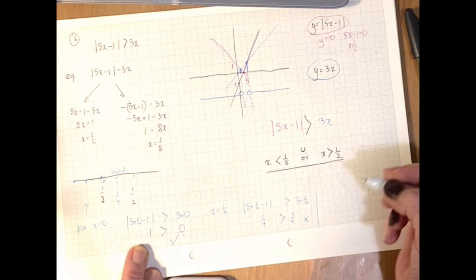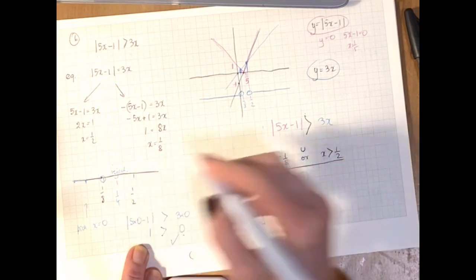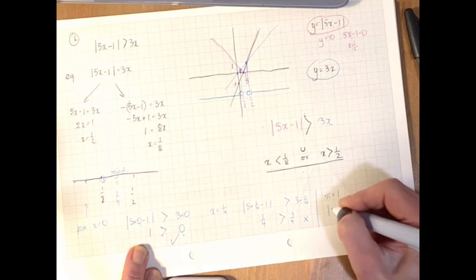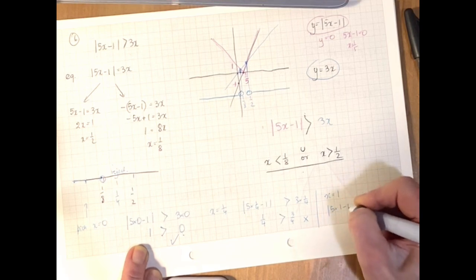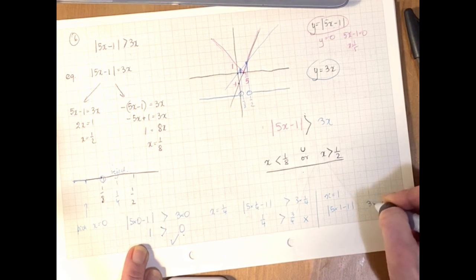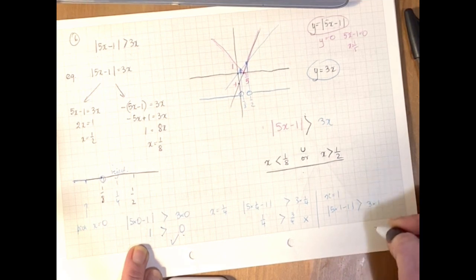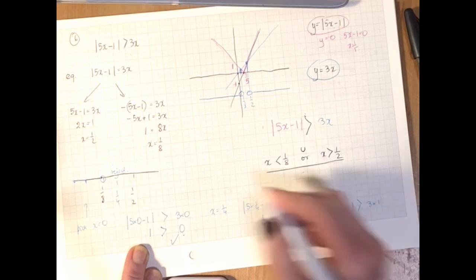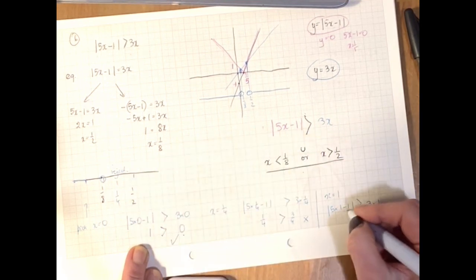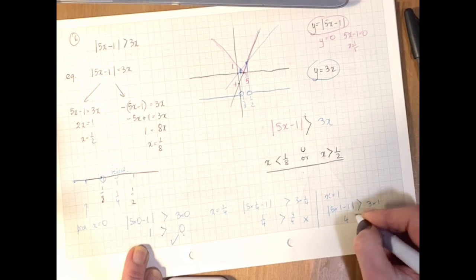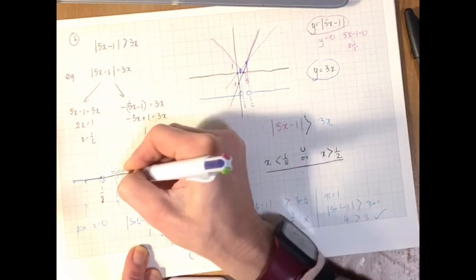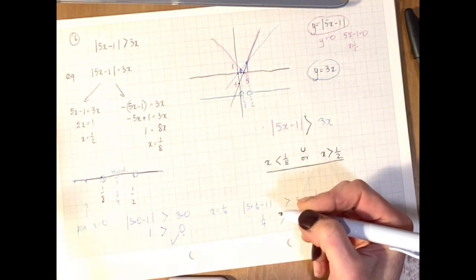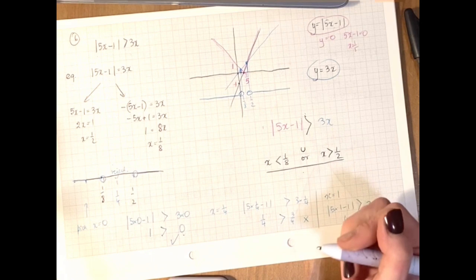And finally, if you do need to test, let's pick a value greater than a half, maybe x equals 1. So we're going to put 5 times 1 minus 1 on this side, and 3 times 1. If it satisfies the inequality, then we keep that side. So it's 5 minus 1 is 4. Is 4 greater than 3? Yes. So that is part of the solution. There you go. So now you can go on to exercise 2A.